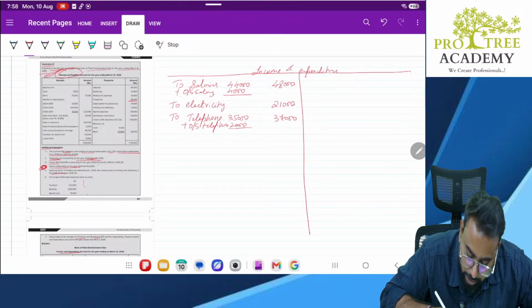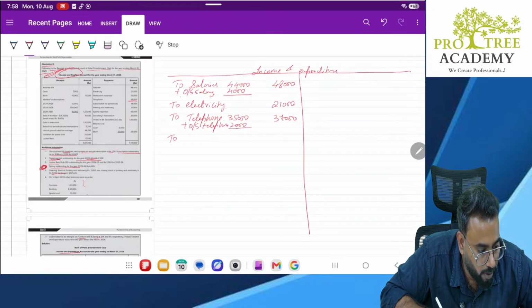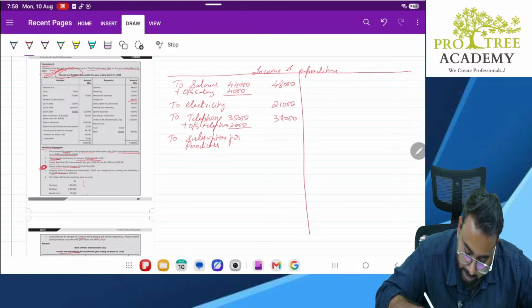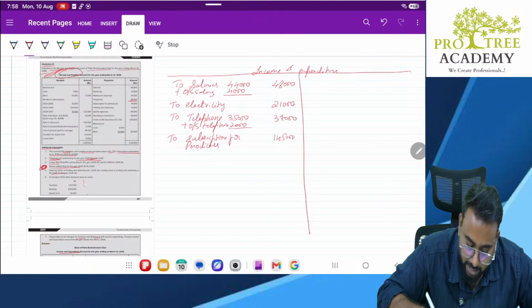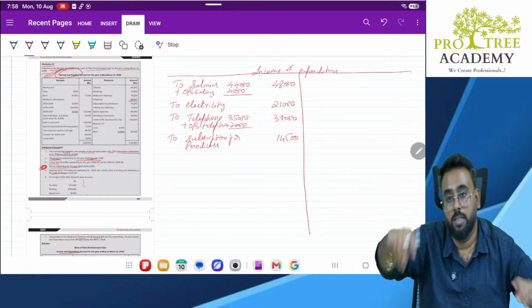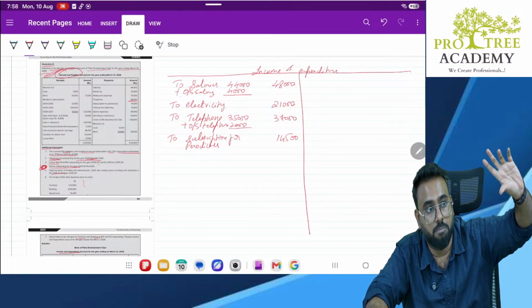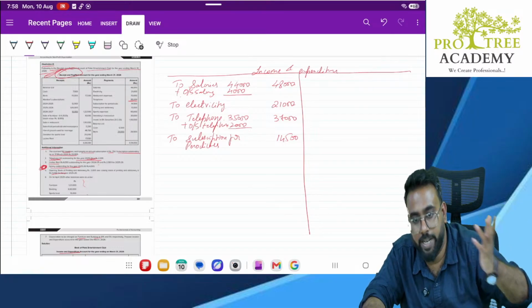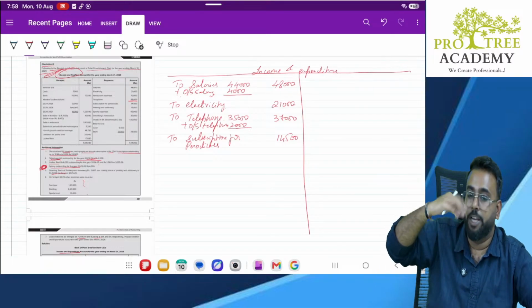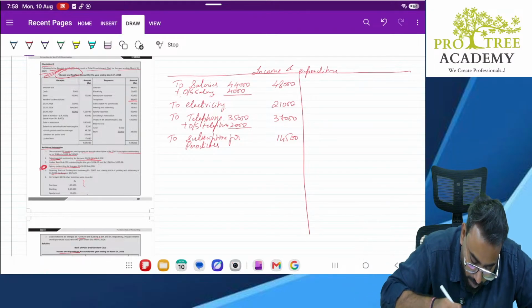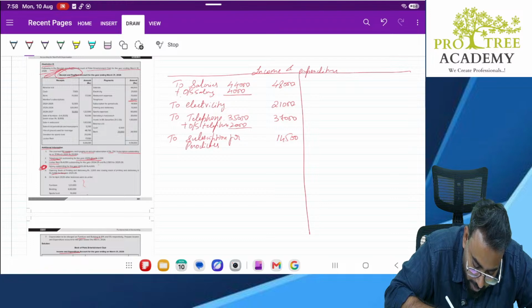To subscription for periodicals. What is subscription for periodicals? It is nothing but your newspaper, magazine, etc. These are not those books. In the previous question we saw books, they are for the library. These are every day, every month books, magazines. That means every month it gets updated. That is called subscription for periodicals. You subscribe to newspapers, you subscribe to magazines, correct? Those are the things. Next. So this is done. This is done.